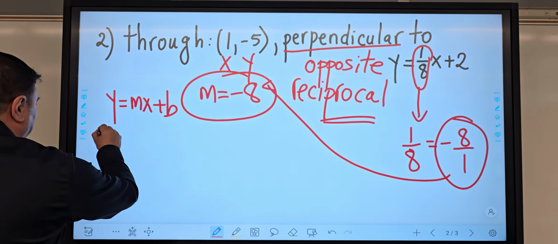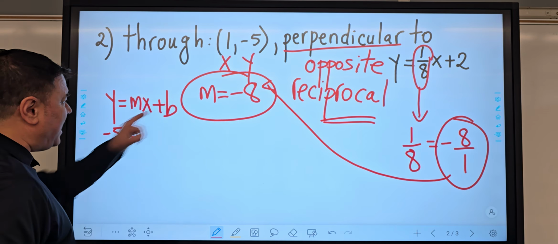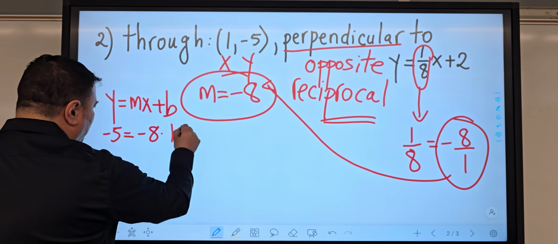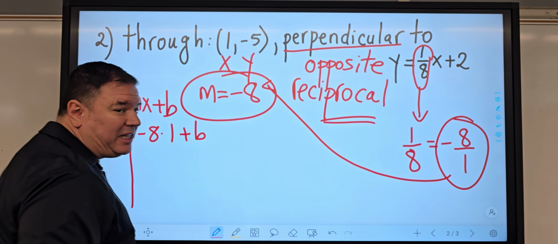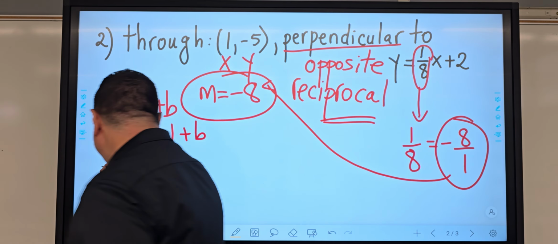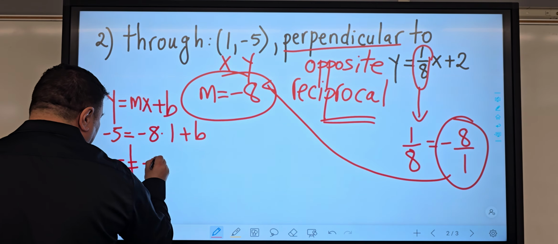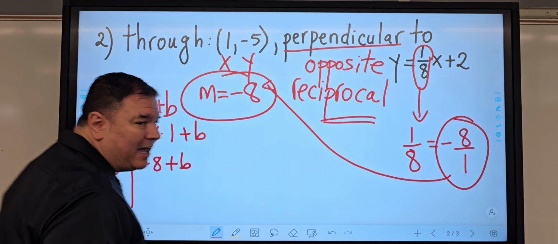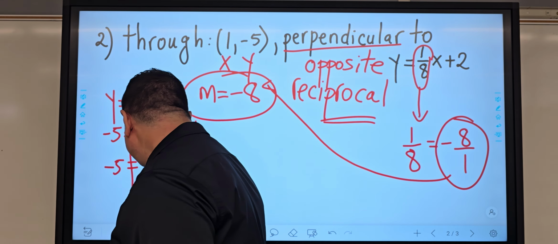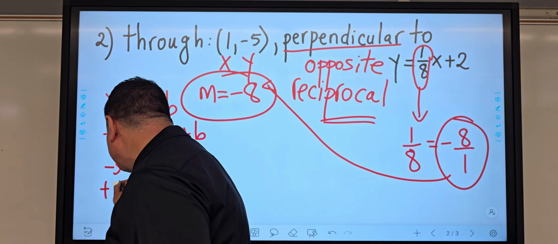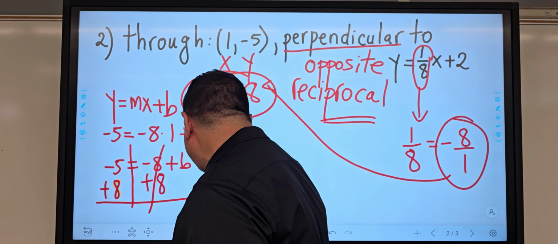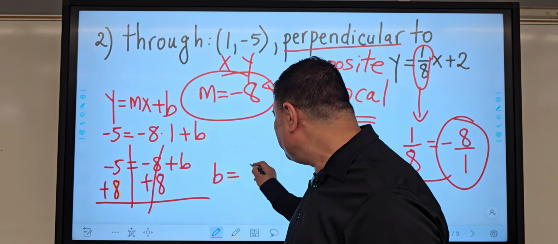y is -5. -5 equals m, -8, times x, 1, plus b. -8 times 1 becomes -8. So here we have -5 equals -8 plus b. And in order for us to solve for b, we have to add 8 on both sides. Whatever we do on one side, we have to do to the other side. These cancel, so we get b equals 8 minus 5, which is 3.